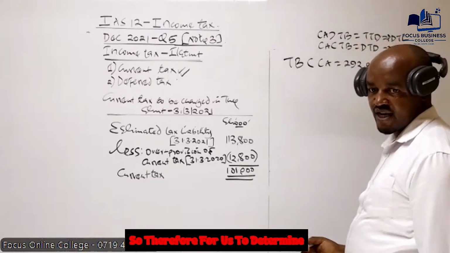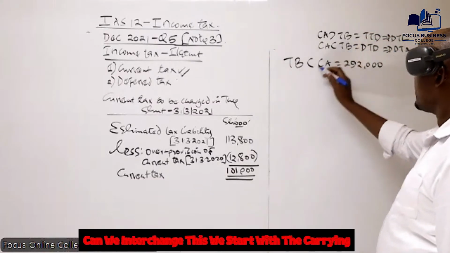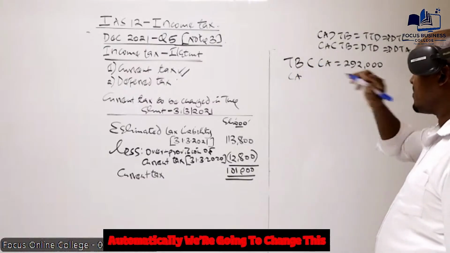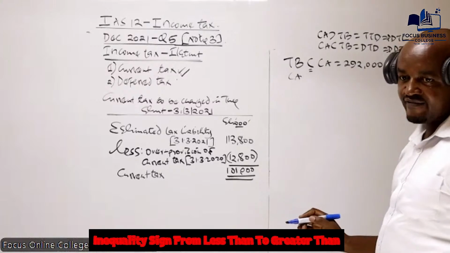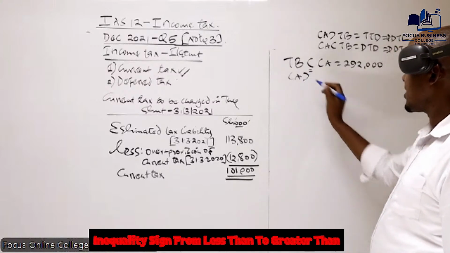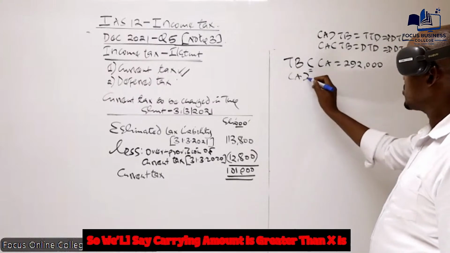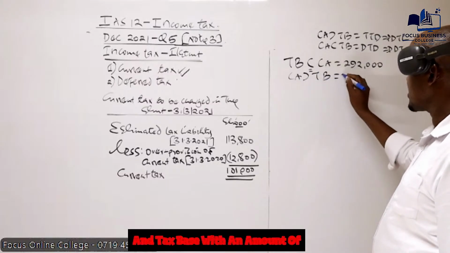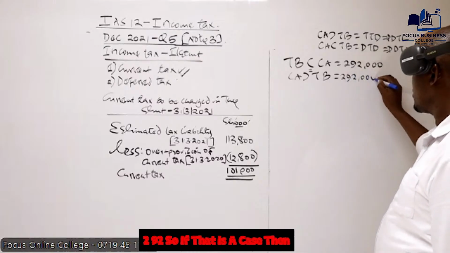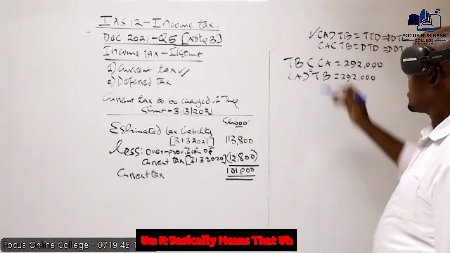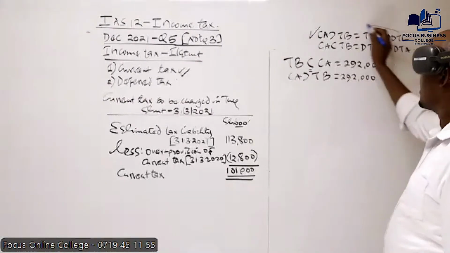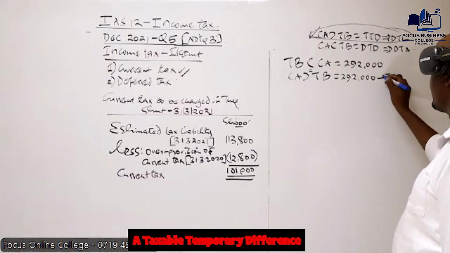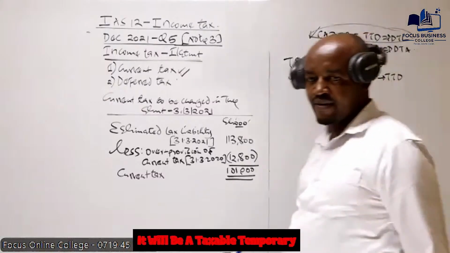So to determine whether this is taxable or deductible, can we interchange this? We start with the carrying amount, so we change the inequality sign to greater than. We say the carrying amount is greater than the tax base, with an amount of 292. If that is the case, then this will be a taxable temporary difference.